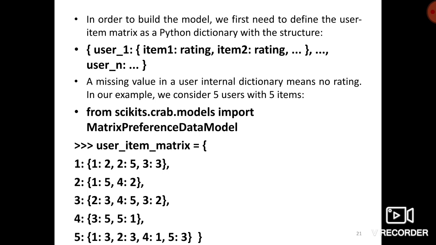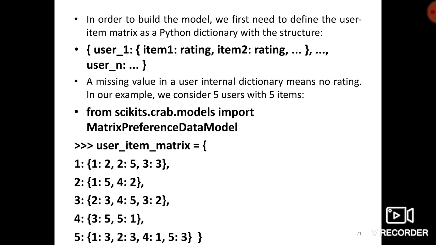Now in order to build this model, first of all we need to define the user item matrix as a Python dictionary. Now let's see the syntax of a Python dictionary. Suppose user 1 is related with item 1 and has some rating. Similarly item 2 has some rating. This is the Python dictionary approach. Now a missing value in a user's internal dictionary means no rating.